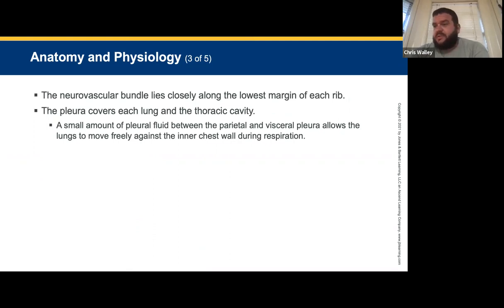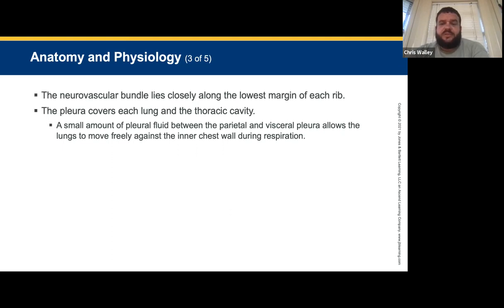The neurovascular bundle lies closely along the margin of each rib. The neurovascular bundle is a network of nerves, arteries, and veins that lies closely along the inferior and slightly posterior aspect of the lowest margin of each rib. So it can be a source of significant bleeding into the pleural space.